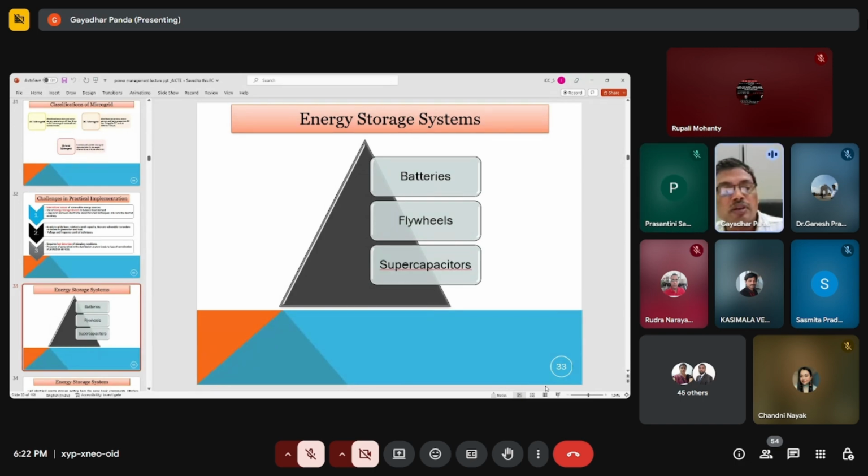Because we are moving with the basics, I think those who are at the beginning level can get to know, and slowly we'll explain what the power management of those things is. As I told you, the energy storage devices are very important here, and there are various devices like battery, flywheel, supercapacitors.